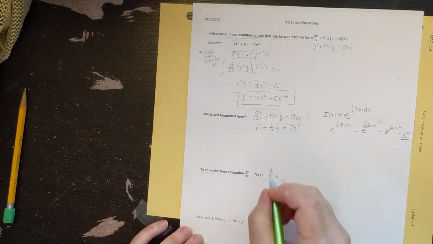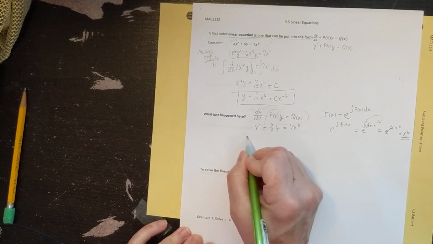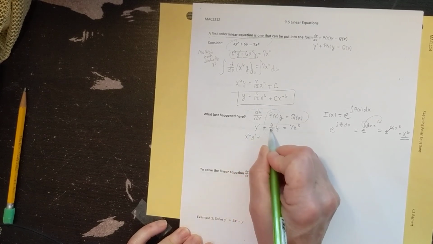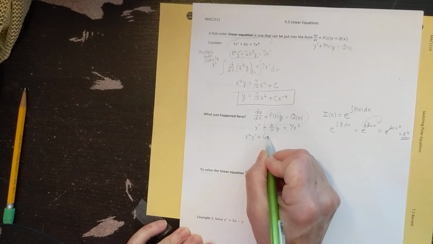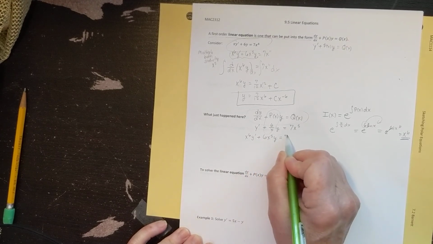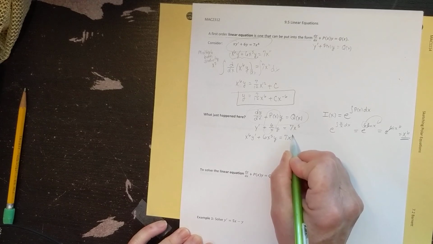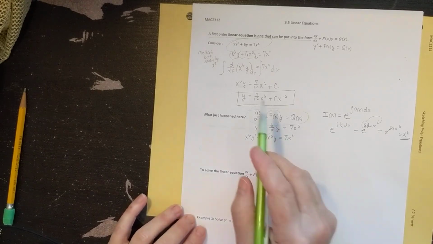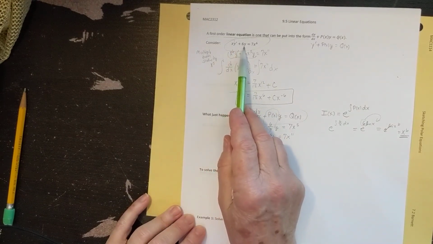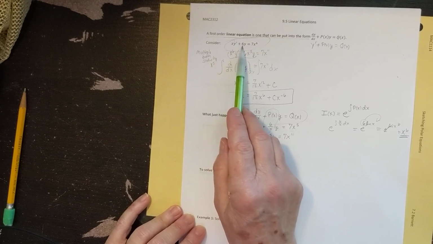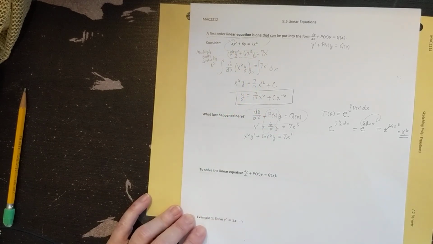So when I did that, I get x to the 6th y prime plus 6 over x times x to the 6th is 6x to the 5th y is equal to 7x to the 11th. Now, it looks slightly different than it did. What I did was I already had an x, so I didn't need to multiply by x to the 6th. I multiplied by x to the 5th.